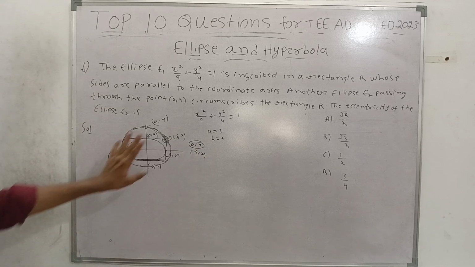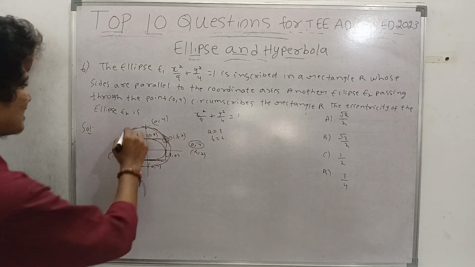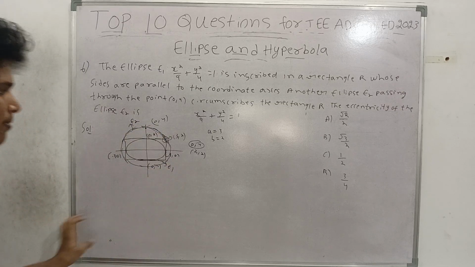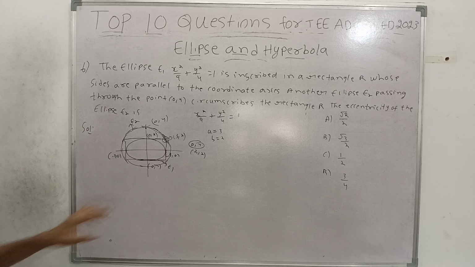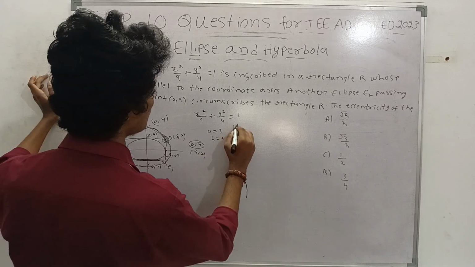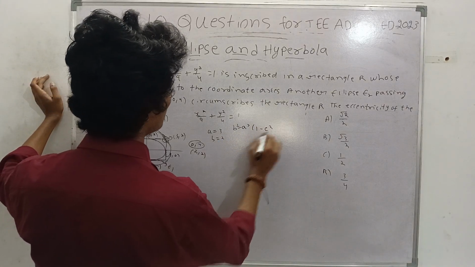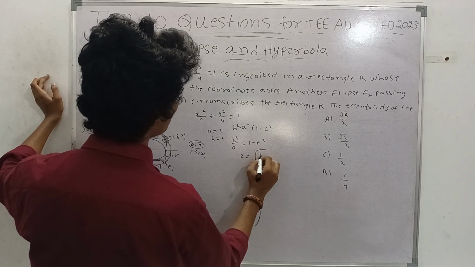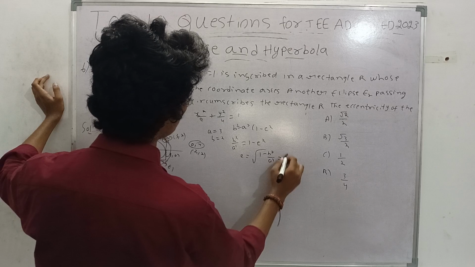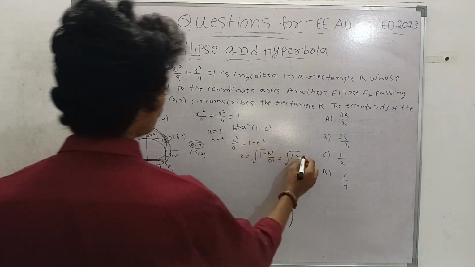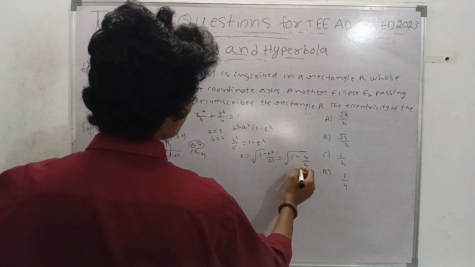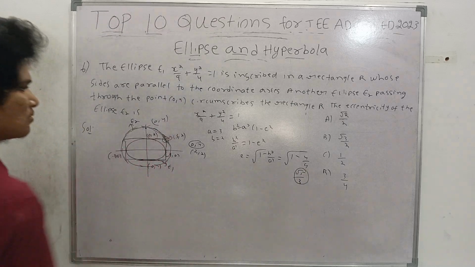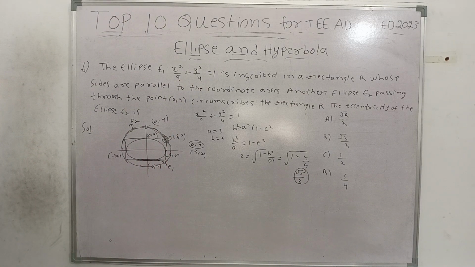Now what are they asking? They are asking the eccentricity of ellipse 2. This is ellipse 2 and this is ellipse 1. For ellipse 2 we have to find the eccentricity. For ellipse 1 we know the eccentricity. What is eccentricity? b square equal to a square into 1 minus e square. So b square by a square equal to 1 minus e square, and e equal to root of 1 minus b square by a square. What is b square? b square is 4. What is a square? It will be 9. So it will be root 5 divided by 3. This is the eccentricity, but there is no need for it, I think.